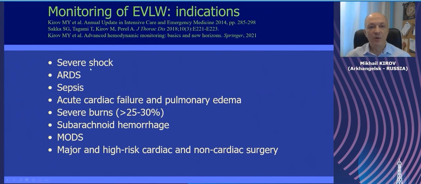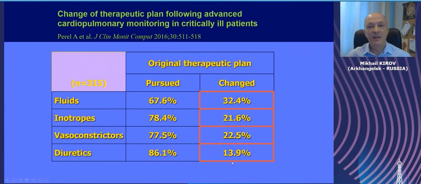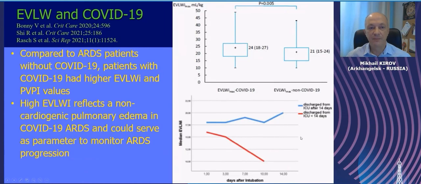Thus, the monitoring of lung water can include the following indications: severe shock, ARDS, sepsis, acute cardiac failure and pulmonary edema, severe burns exceeding 30%, subarachnoid hemorrhage, multi-organ dysfunction syndrome, and major complicated or high-risk cardiac and non-cardiac surgery. In these situations, the measurement of lung water together with other complex monitoring parameters can change the strategy for fluid, inotrope, vasoconstrictor, or diuretic administration in a significant number of cases, as shown in this multicentric study.